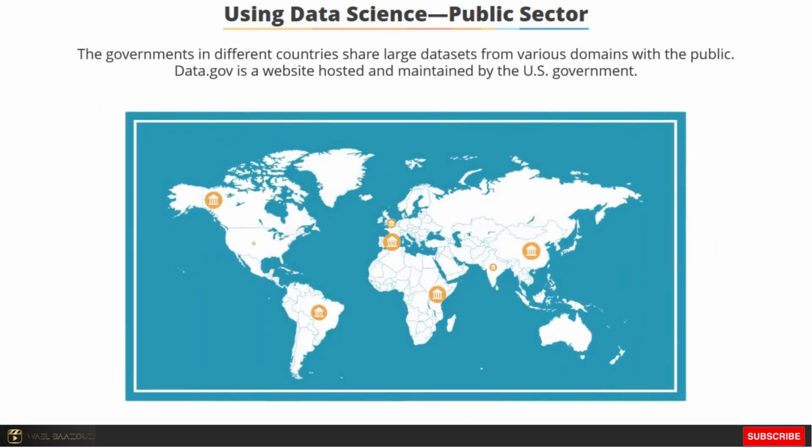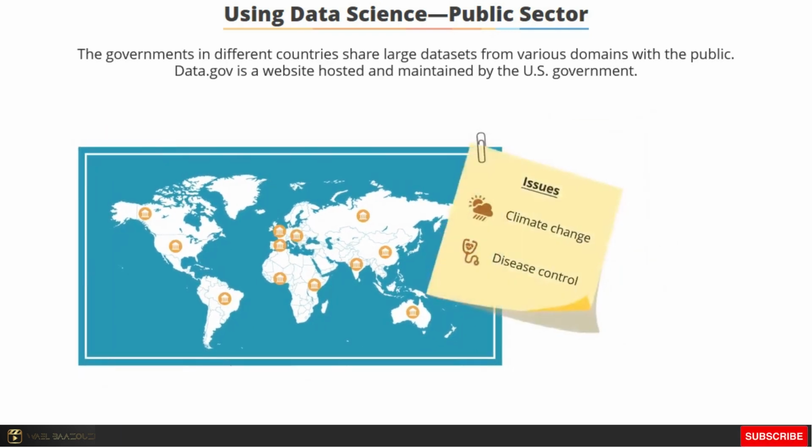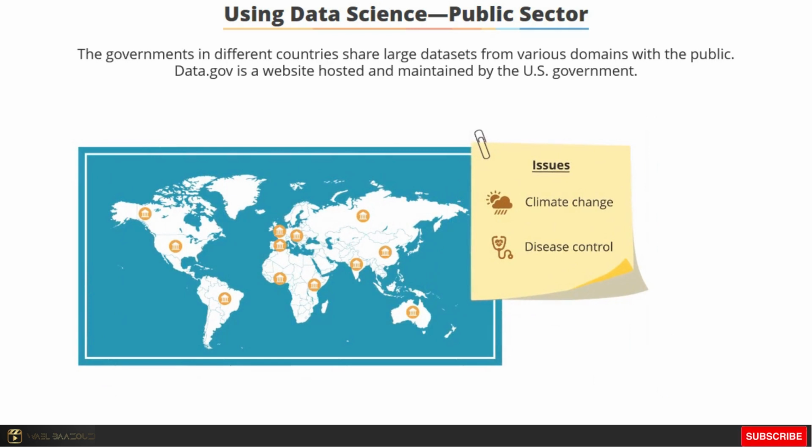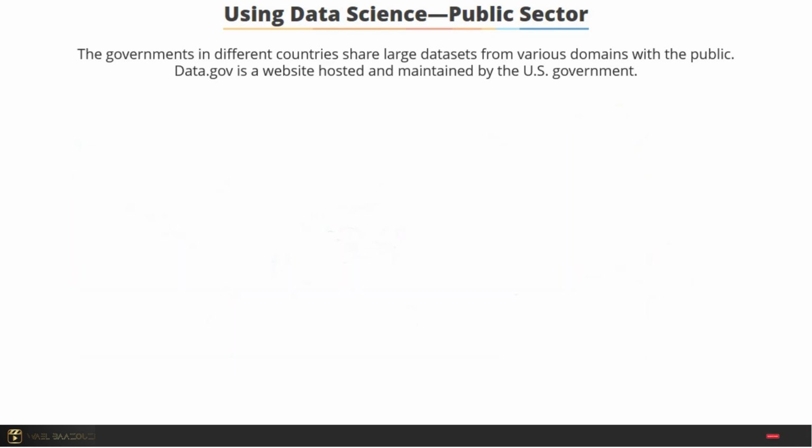Governments across different countries are gradually sharing large datasets from various domains with the public. This kind of transparency makes the government seem more trustworthy. It provides the country data that can be used to prepare itself for different types of issues, like climate change and disease control. It also helps encourage people to create their own digital products and services.